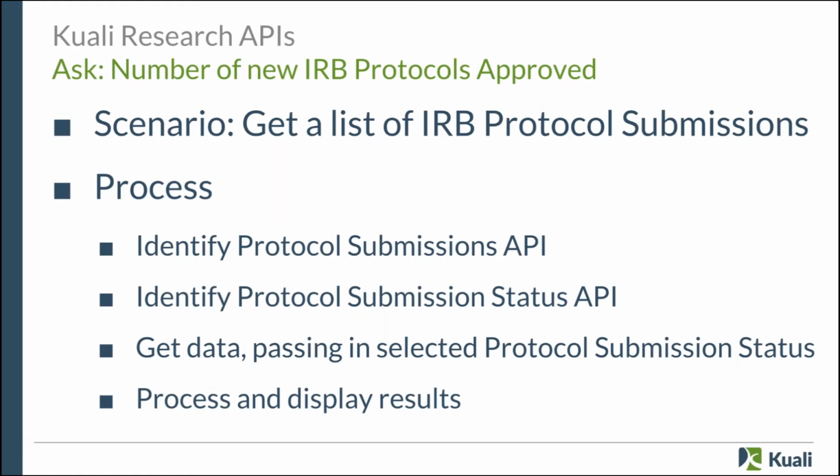Again, we want to ask the system the number of new IRB protocols that have been approved. And the scenario there is we're going to get a list of protocol submissions. We're going to, again, identify the protocol submission API that we want to use. Because we want this to look a little bit nicer, we actually want to hit another API to get the submission status. And then we're going to pass data back to the API to use that filtering criteria so we know that we're getting the things that we want to get. And again, we're going to process and display the results.